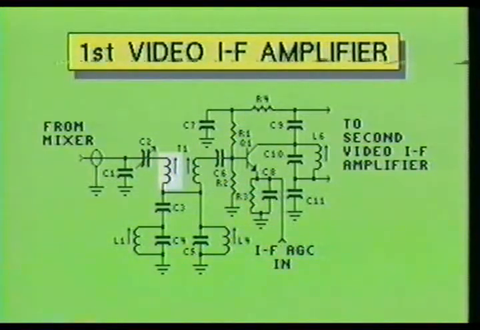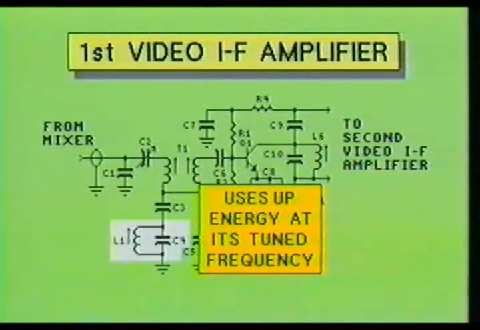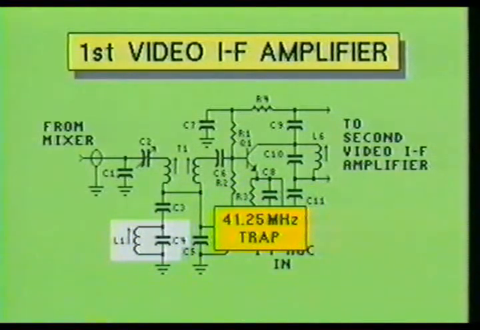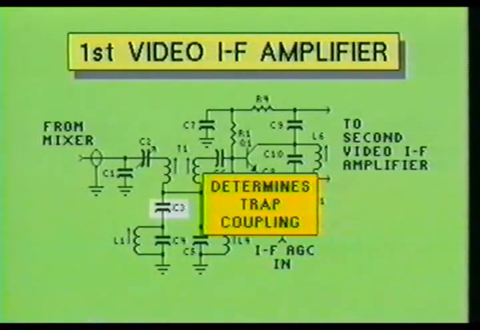The sound carrier passes through the primary winding of transformer T1. The tank circuit, composed of inductor L1 and capacitor C4, is tuned to the IF sound carrier of 41.25 MHz. As you may recall, a tank circuit will use up or dissipate any energy at its tuned resonant frequency when placed in series with that circuit. It now becomes apparent that this tank circuit is a frequency trap which partially attenuates the IF sound carrier. Capacitor C3 determines how much intermediate sound carrier is coupled to the below trap circuit.